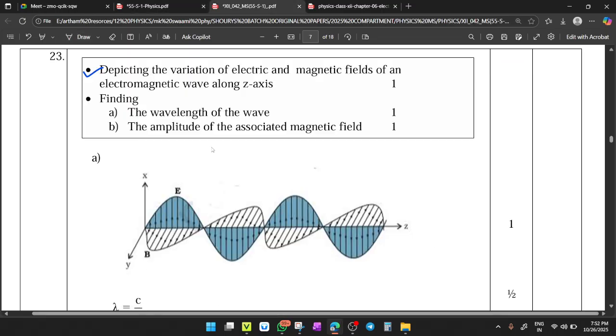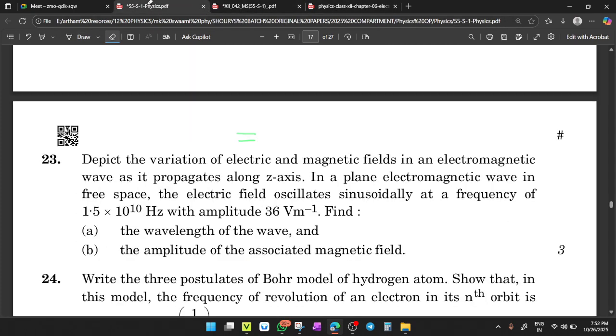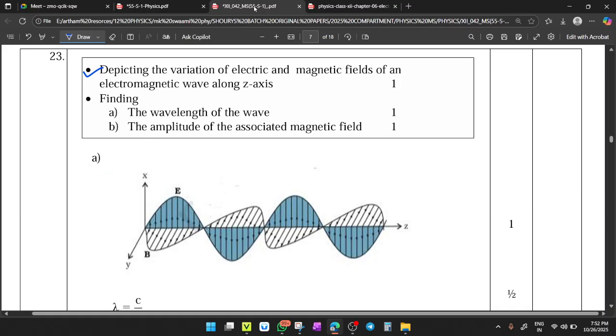Students, here the marks distribution is given. First, depicting the variation of electric field and magnetic field in the electromagnetic wave. As there are 3 parts, 3 marks are allotted. In the first part, depict the variation of electric and magnetic field in an electromagnetic wave as it propagates along the z-axis. Be sure that you make a z-axis there and mark the direction of propagation along it. Got it?